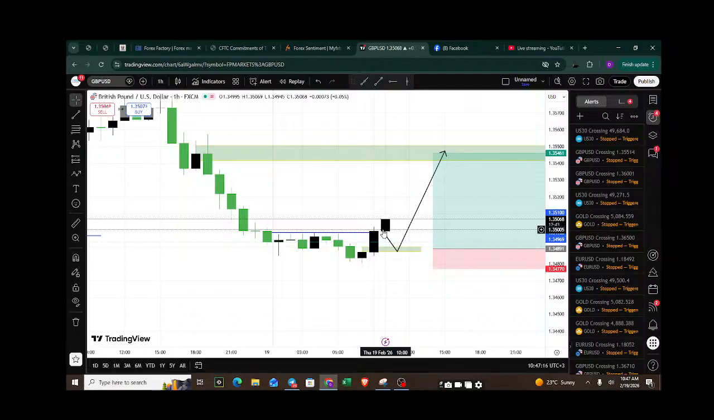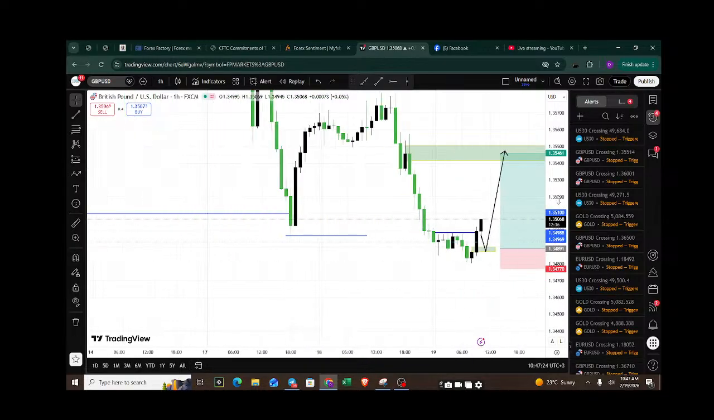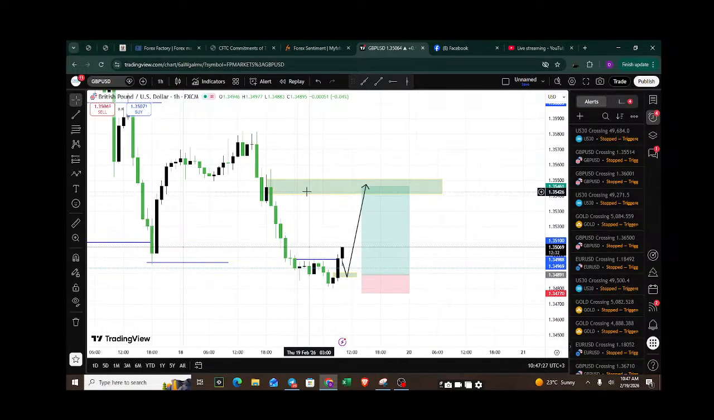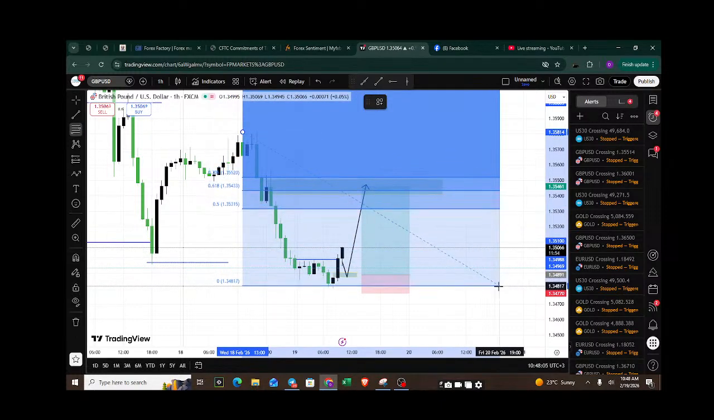So that is my analysis and my prediction for today. Now when the market gets to this level, I also expect the market to turn back and continue in its sell. So this is our take profit for GBPUSD.